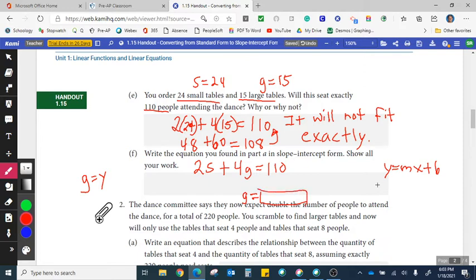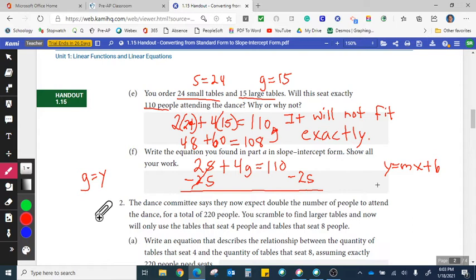So what I need to do is use inverse operations. Inverse operations just means if I'm adding something to that variable, then in order to get rid of it, I have to subtract it. So what am I adding to 4g? I'm adding 2s. So in order to get rid of 2s, I'm going to subtract 2s from both sides. Very important that what you do to the left side, you have to do to the right side.